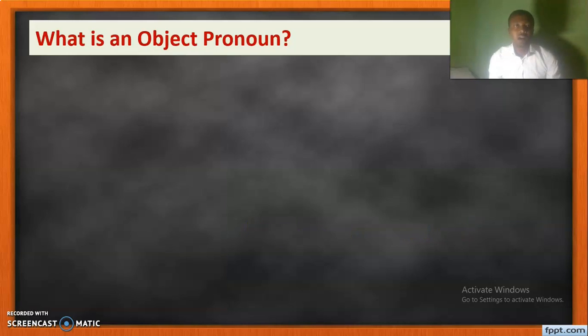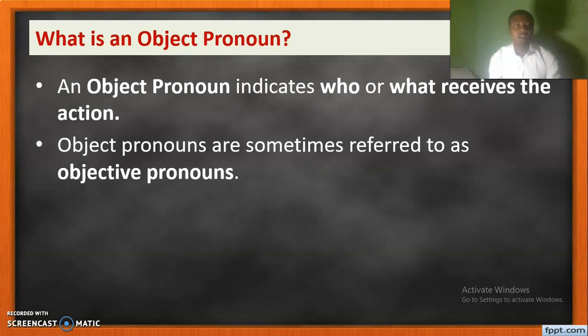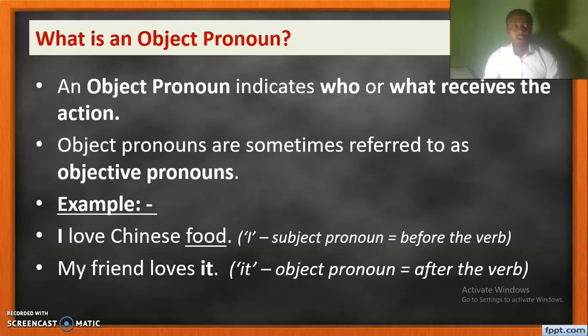So first, let's define what an object pronoun is. An object pronoun indicates who or what received the action. Sometimes it is referred to as objective pronouns or object pronoun. The same name applies. So look at these two examples.